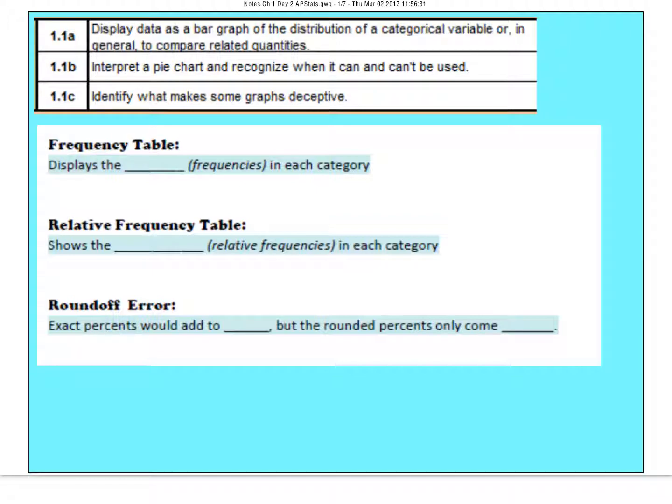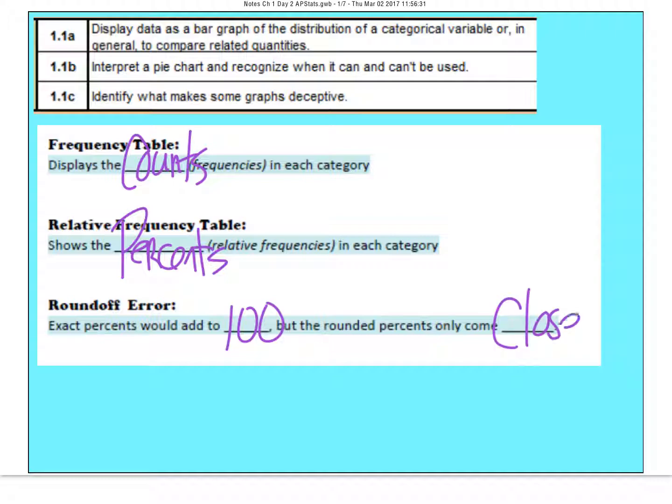First vocab is a frequency table, and what that is, it displays the counts in each category. So the counts are just another name for the frequencies. Whereas the relative frequency table actually shows the percents in each category, and that's also referred to as relative frequency. Now you will want to be careful, sometimes you will see a round-off error, and that just means the exact percent would add to 100, but the rounded percents only come close. And that is going to be okay if you have a rounding error.